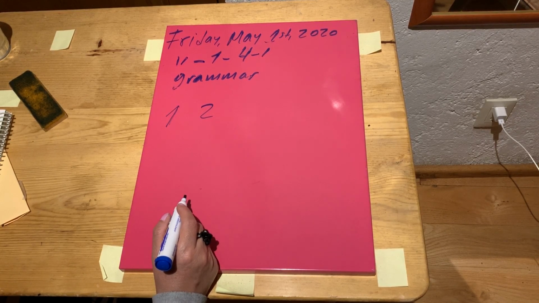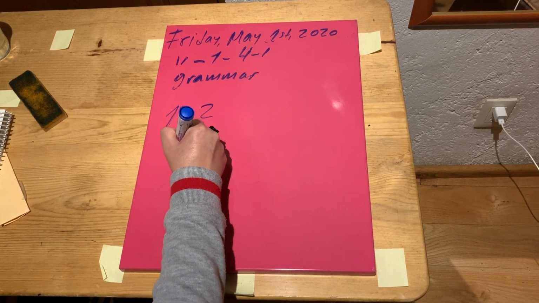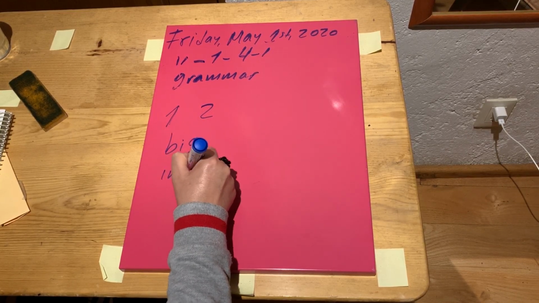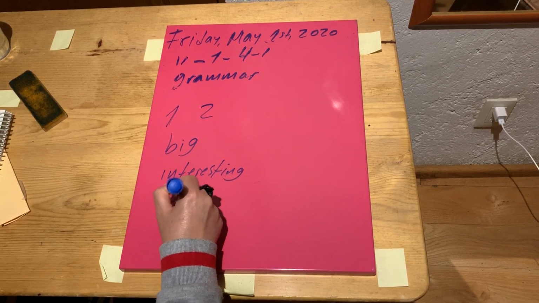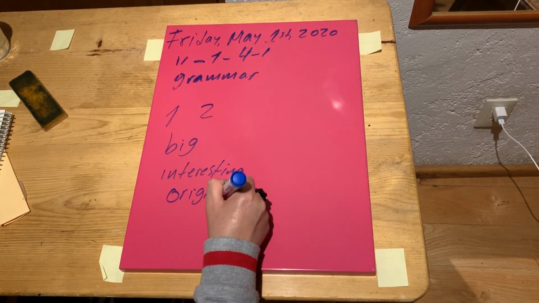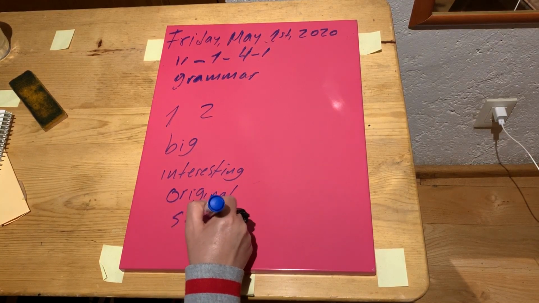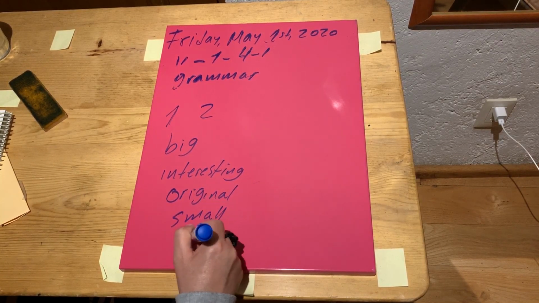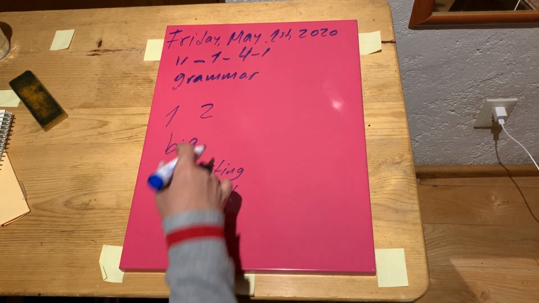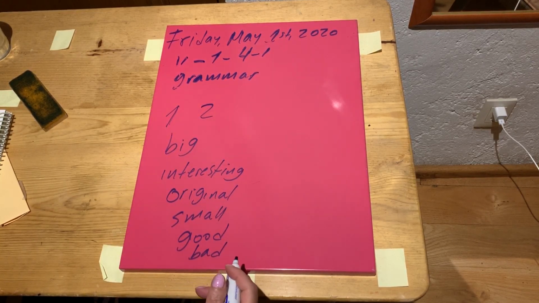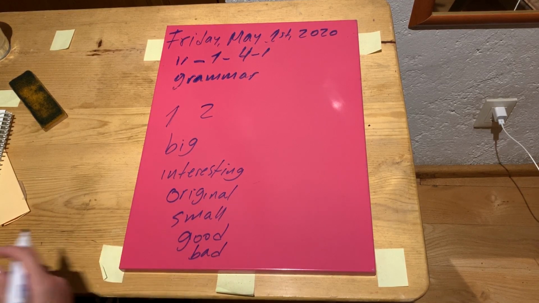Now listen. Write the superlative forms. You have big. Then you have interesting. Then you have original. Then you have small, good, and then you have bad. These are adjectives. Big, interesting, original, small, good, bad. And it says, write the superlative forms. Vas a poner las formas superlativa.